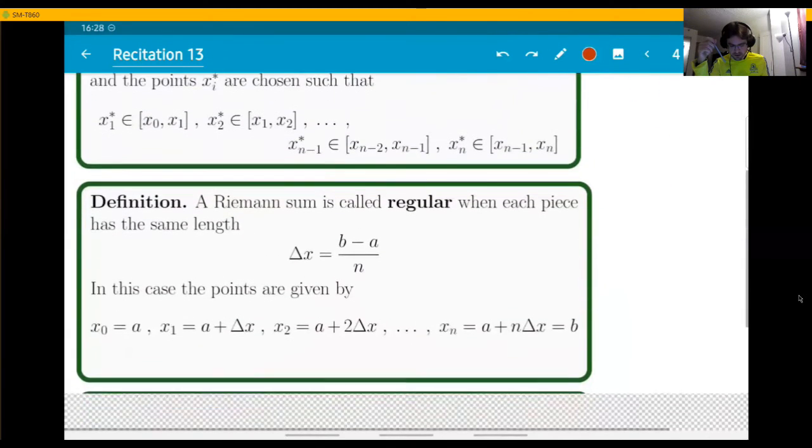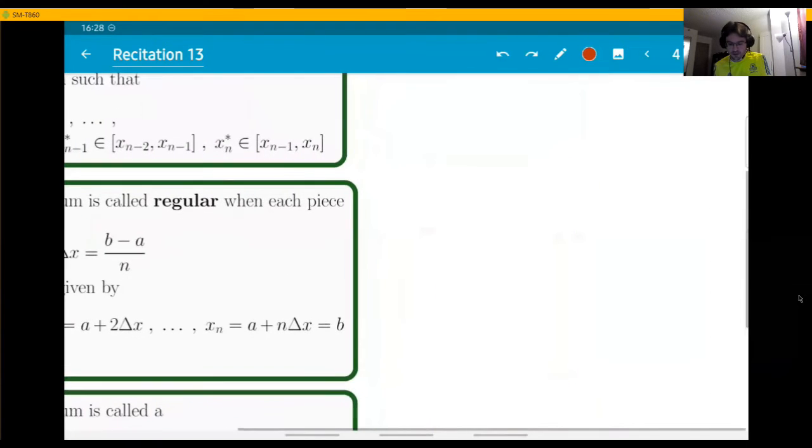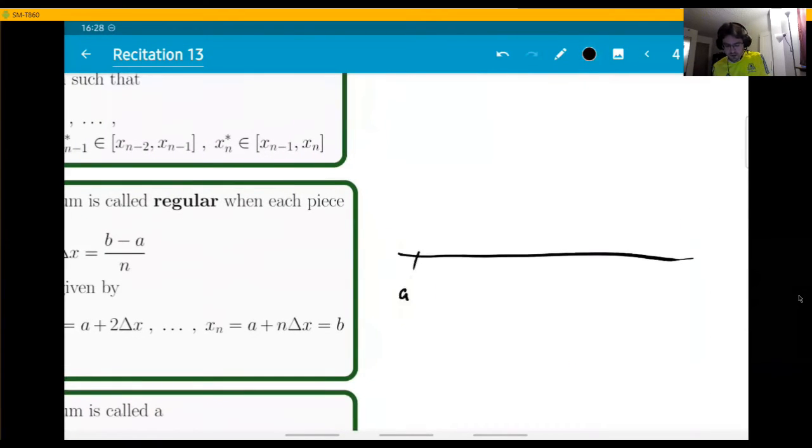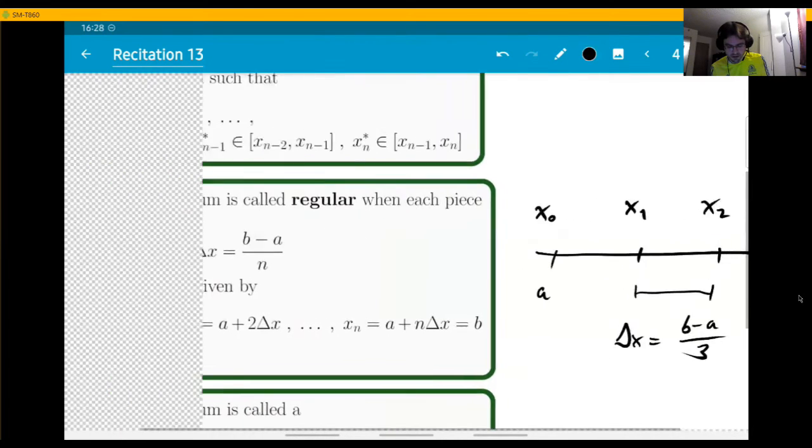Now we have a couple more pieces of terminology that we already covered. A Riemann sum is called regular when each piece has the same length. So now if we're going to draw a picture, once again, here's A, here's B. Imagine that we're going to divide this into 3 pieces, only 3. So we need x0, x1, x2, x3, but they are all supposed to have the same length this time. That's a partition with 3 subintervals. And the length of each one, we can call that delta x. What is that? Just take the whole b minus a of the whole interval divided by 3. That's what this formula here is saying.